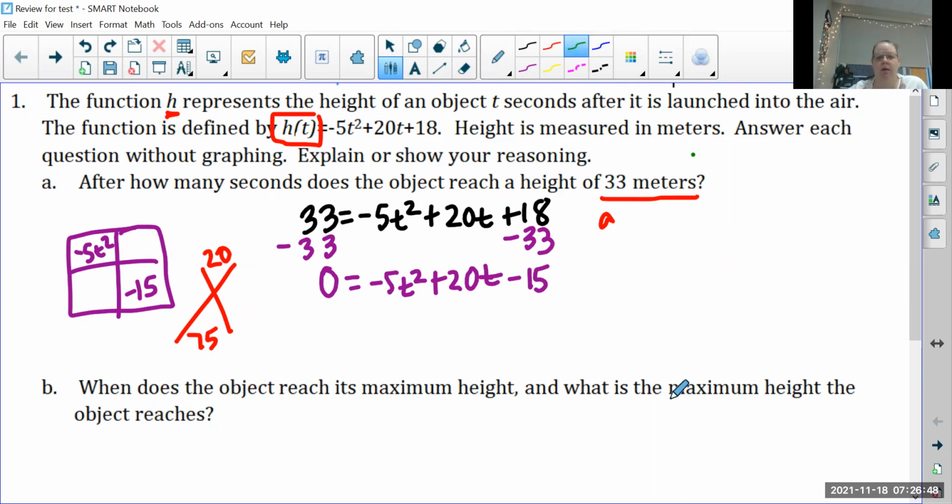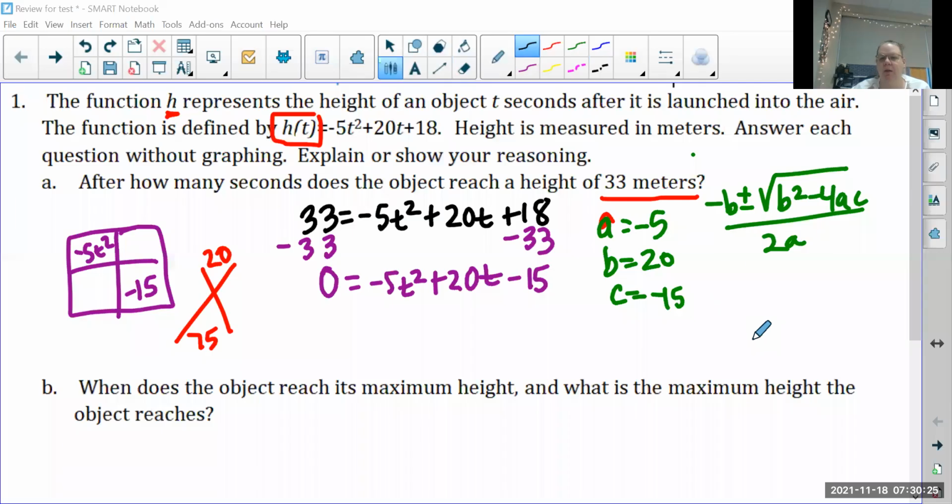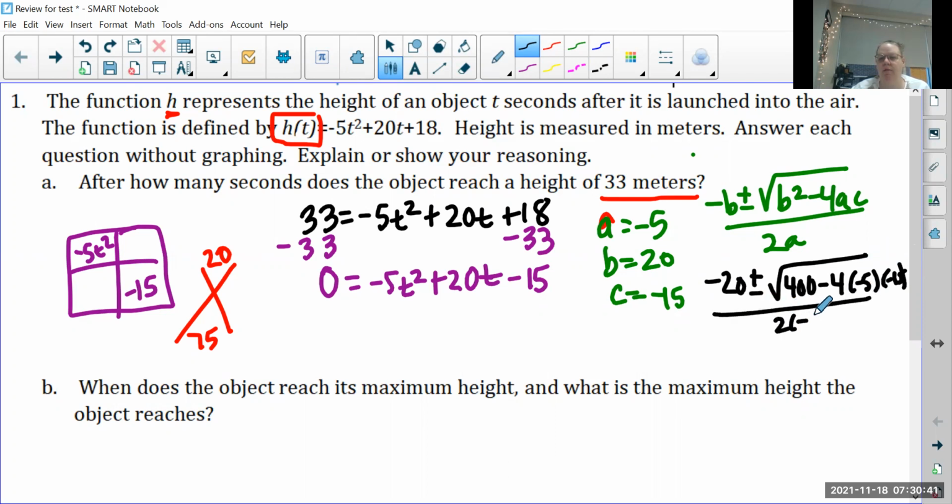So the quadratic formula, we're going to use a, there we go, it wasn't working. A would be negative 5, B would be 20, and C would be negative 15. So then we have the quadratic formula that I'm going to write out here real quick. So then I'm just plugging the numbers in. So negative b, I would write negative 20 plus or minus b squared would be 20 squared. So that's 400 minus 4 times a, which is negative 5, and c, which is negative 15, all over 2 times a, which is 2 times negative 5.